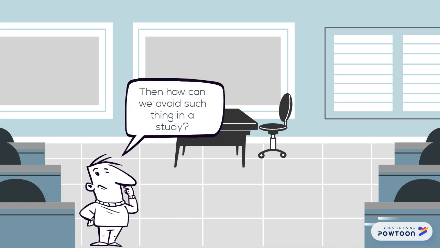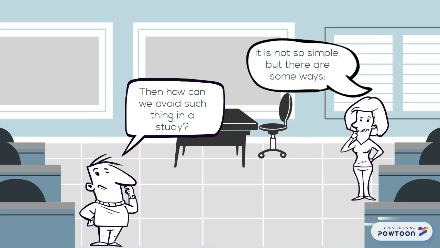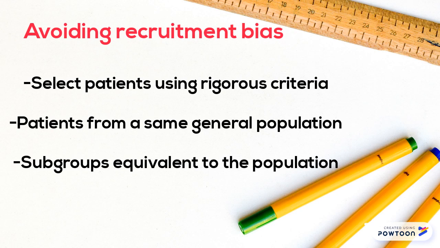And how can we avoid such a thing in a study? It's not so simple, but there are some ways. So basically, we have three ways to avoid recruitment bias in a study. First one is to select patients using rigorous criteria, and then we can select patients from the same general population, and finally we can select subgroups which are equivalent to the population.